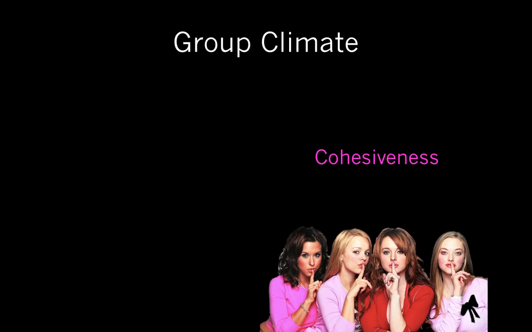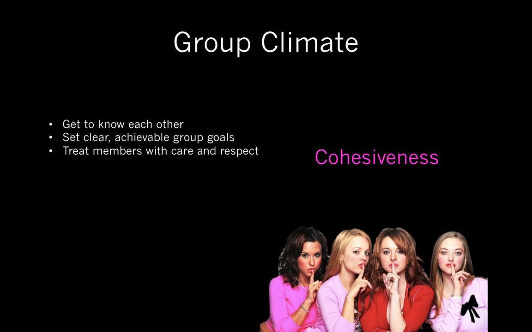Group climate is especially associated with cohesiveness. And we need to talk a little bit about cohesiveness as a whole. When we think of cohesiveness, we know that there are also some steps in being able to create a successful group climate. You need to be able to get to know each other. You need to set clear and achievable group goals. You need to treat members with care and respect and develop group identity.